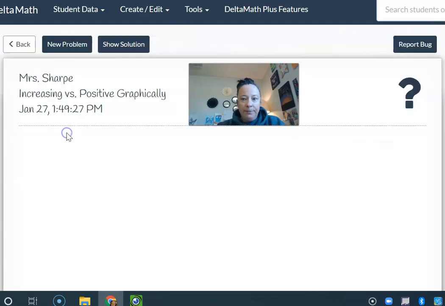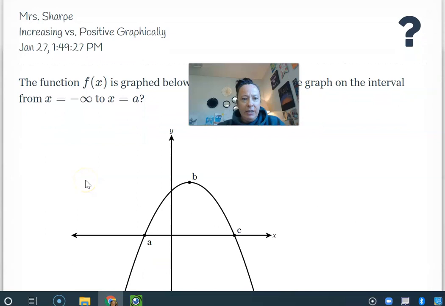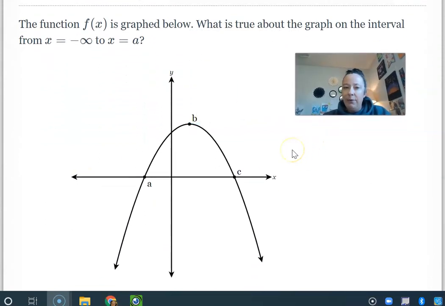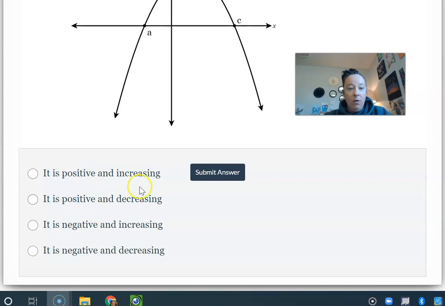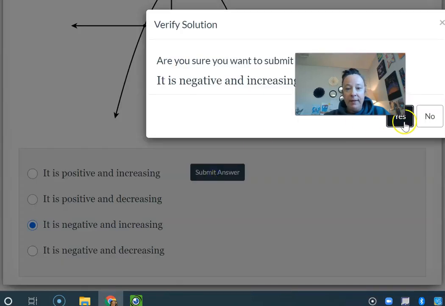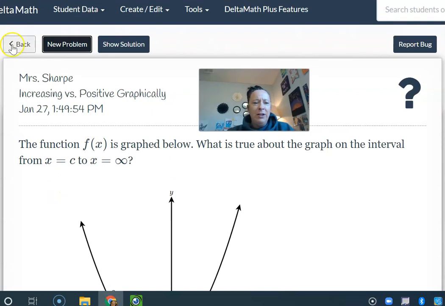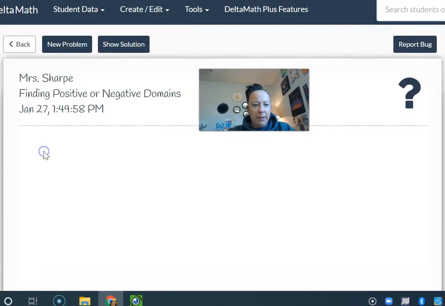Now, I want to look here at increasing and decreasing. So this says the function f of x is graphed below, and I think you may have seen some of these before on Delta Math. What is true about the graph on the interval x equals negative infinity to a? So what's happening from x values that are tiny up to a? That would be increasing. So I know it's either going to be A or C, and it's also negative. Is that my answer? Fingers crossed, we're good to go. So those I think are going to be easier, and you've seen those before. Let me go on to this one.